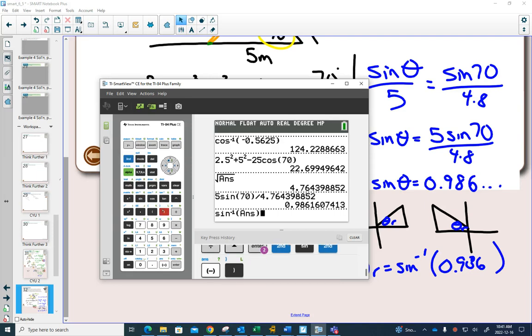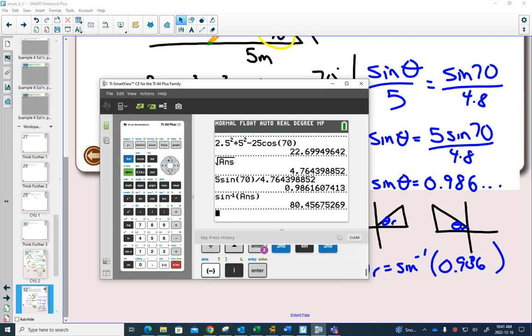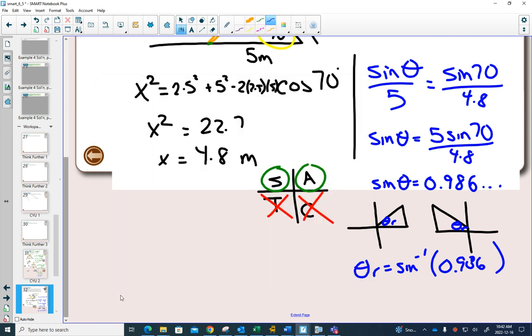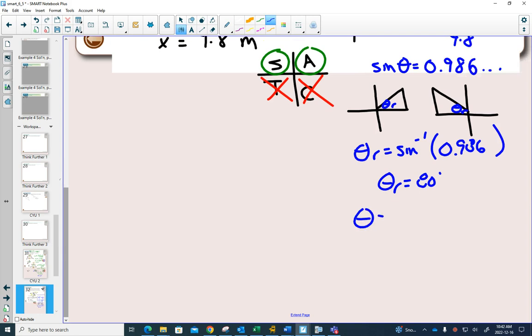Again, I use all of the decimal places, and I get a reference angle of 80.5. Does it say to the nearest tenth for the angle too? Oh, it says to the nearest. So to the nearest degree, the reference angle would be 80 degrees. Can you see in quadrant 1? Theta would be 80 degrees. Can you see in quadrant 2? Theta would be 100 degrees.